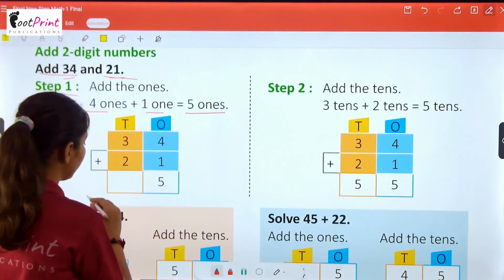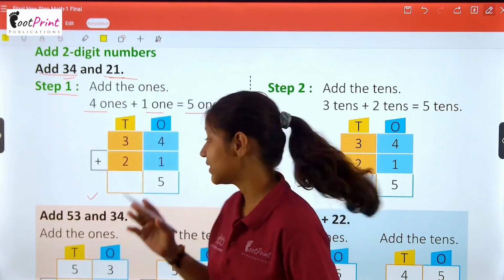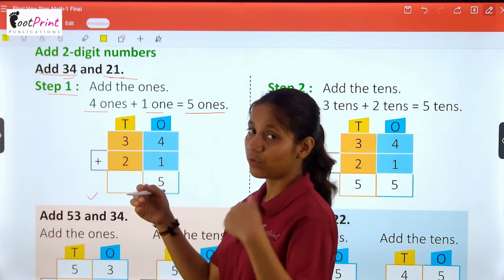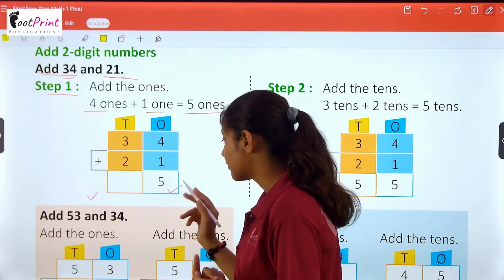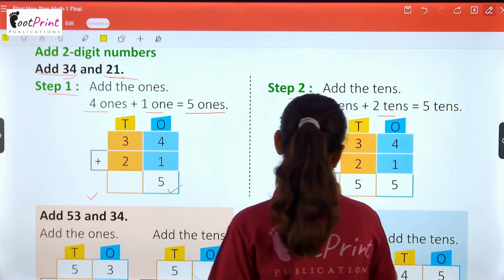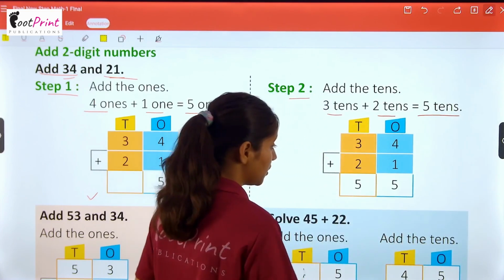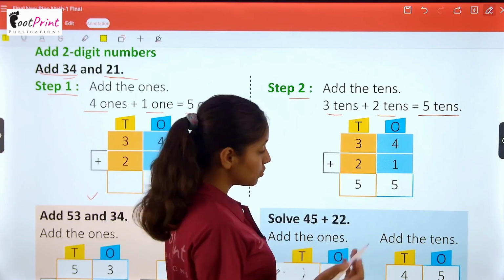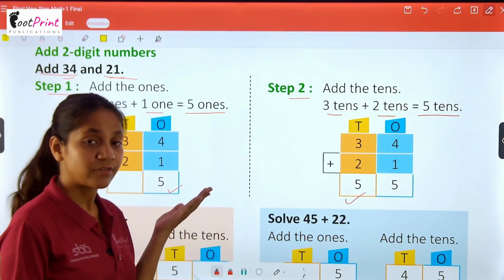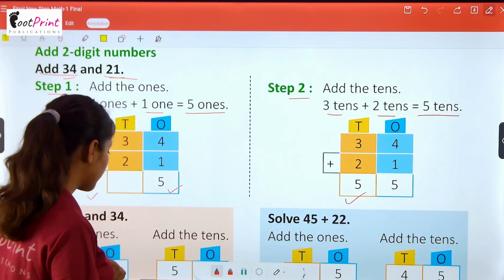So firstly we will make a column. Then we will write the values and then we will add. 4, then forward counting to 1, that is 5. Now step 2 says adding the tens. 3 tens plus 2 tens equals 5 tens. So 3, then forward counting to 2, that is 5. So the answer is 55. 5 tens and 5 ones.